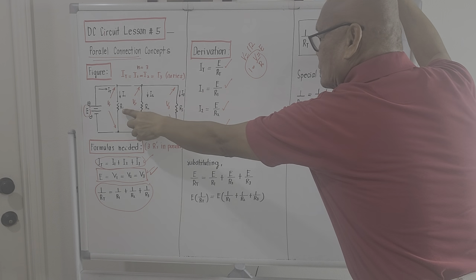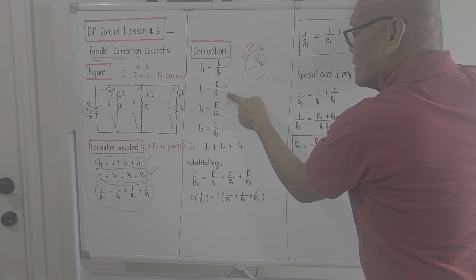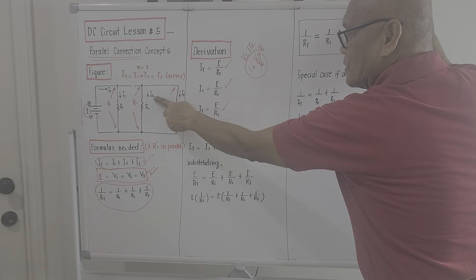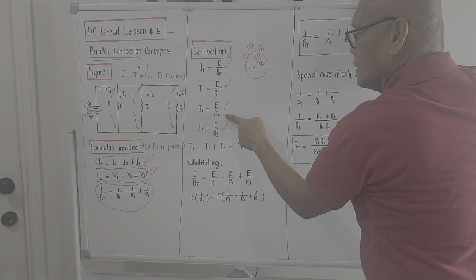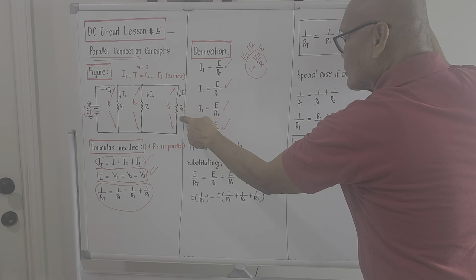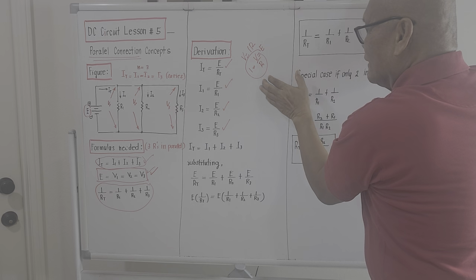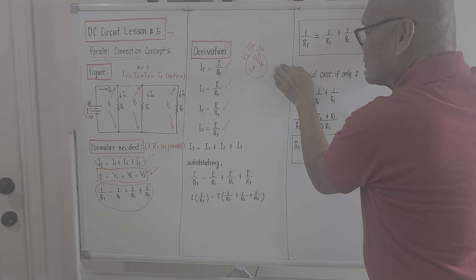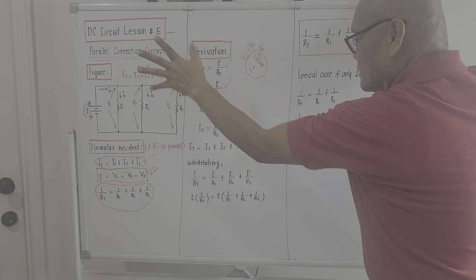The current passing through R1 should be the applied voltage over R1. The current passing through R sub 2 should be the applied voltage divided by R2. And the current passing through R sub 3 will be the applied voltage over R sub 3. It emanates from here, right? So I just applied this equation to each individual branch of the circuit.